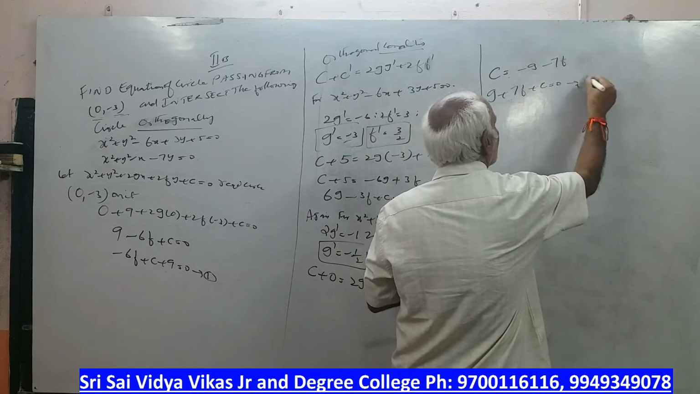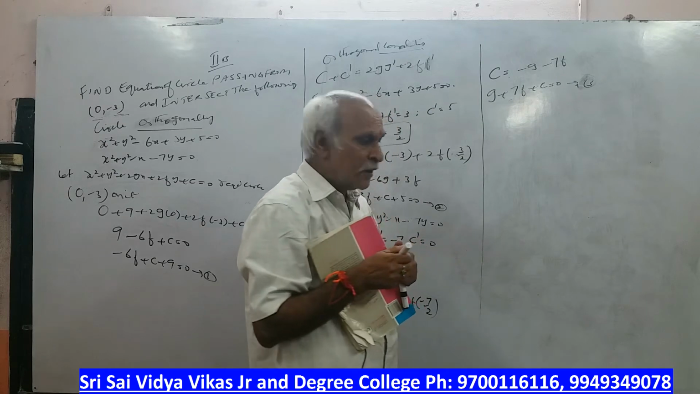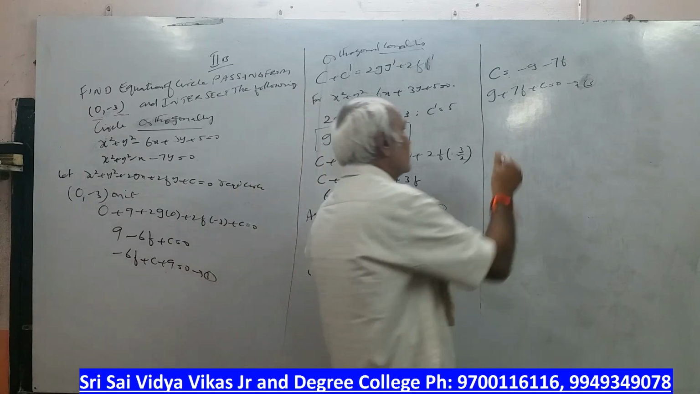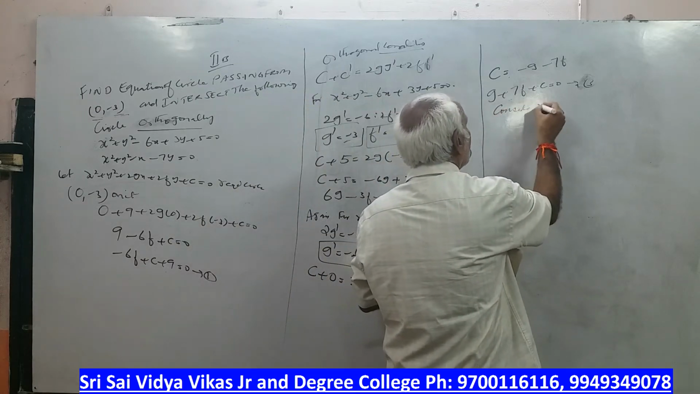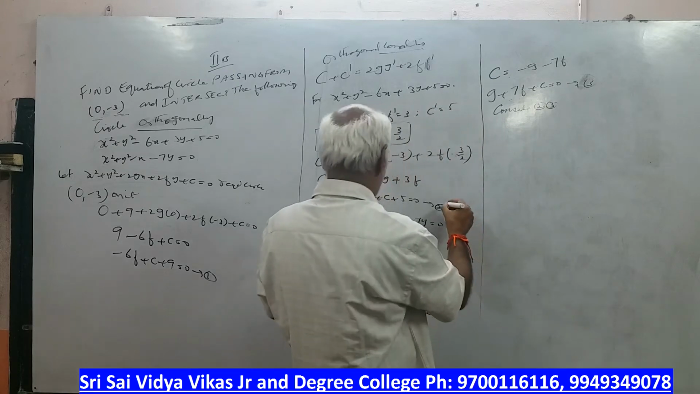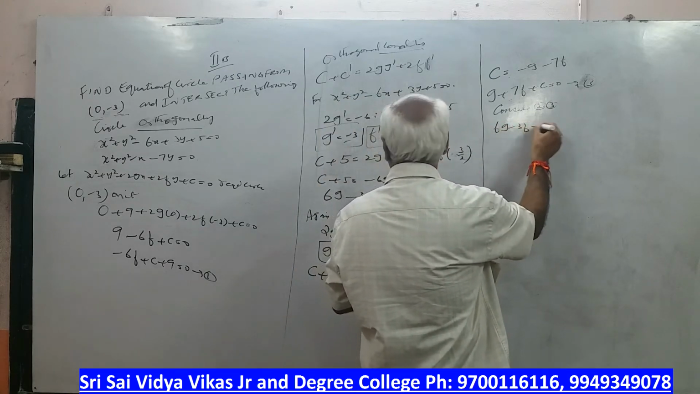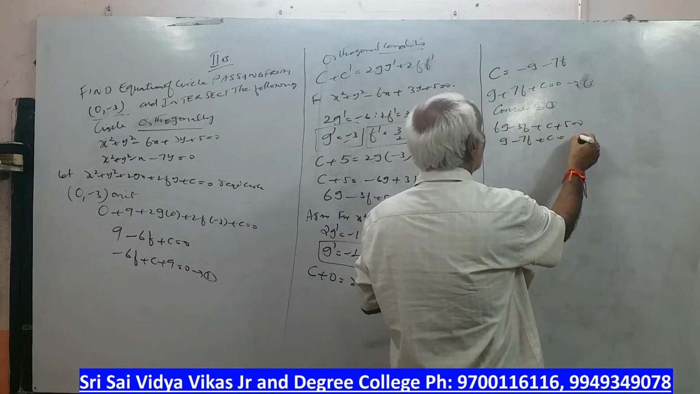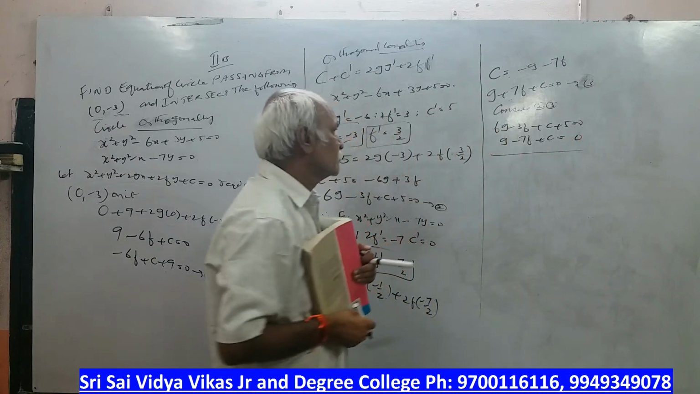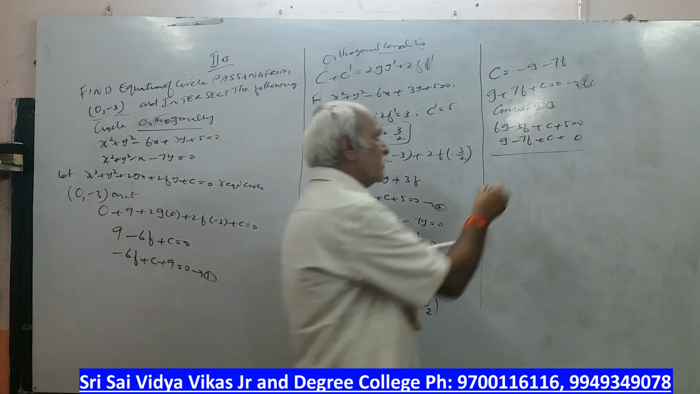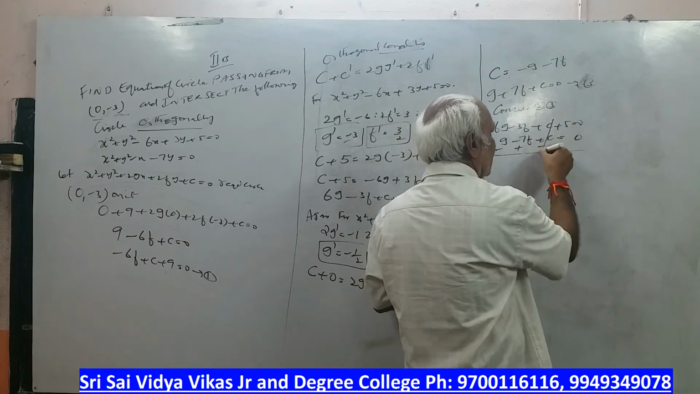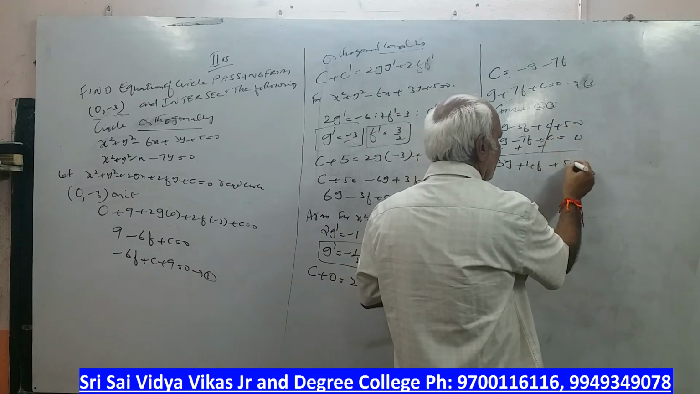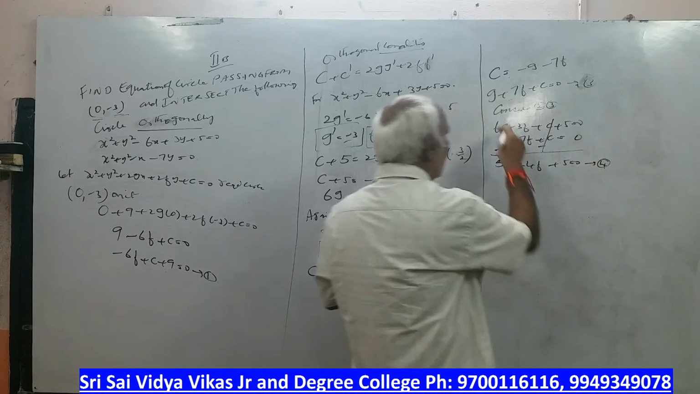Third equation. Now we consider the second and third equation. What is the second equation? Here, 5g plus 4f plus c plus 5 is equal to 0. Now what I have considered is subtract, minus plus minus, c will get cancelled. So 5g plus 4f plus 5 is equal to 0. This is the fourth equation.